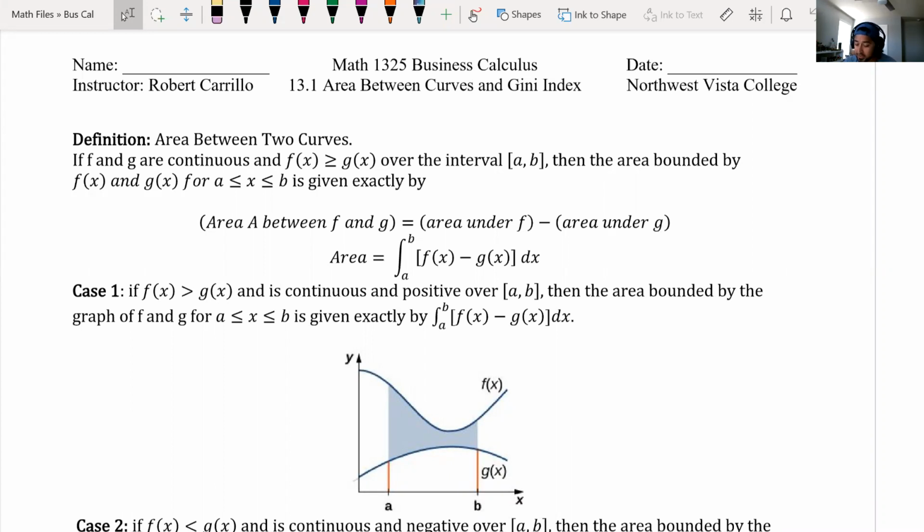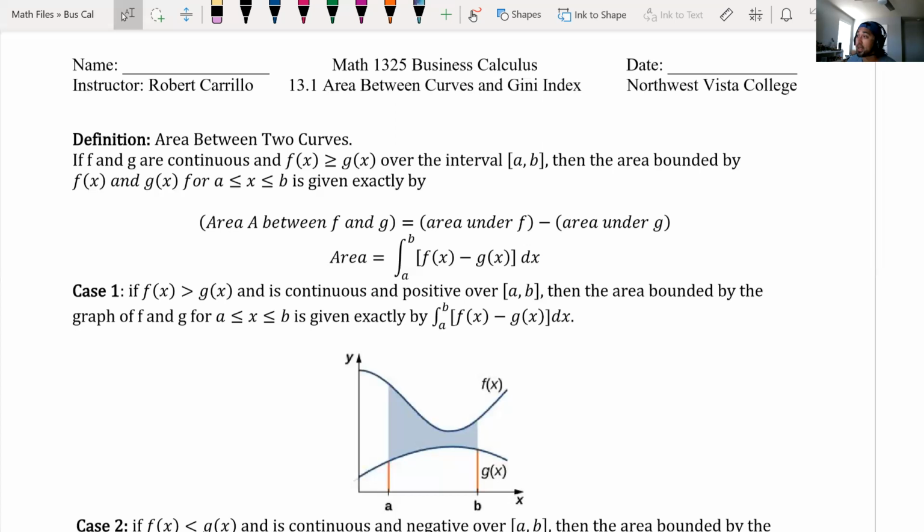If f and g are continuous and function f is greater than or equal to function g over some interval a, b, then the area bounded by functions f and g on this interval a, b is given exactly by the area under f minus the area under g. And this is given by the formula, the integral from a to b of f of x minus g of x dx.